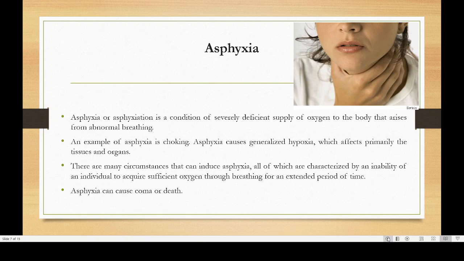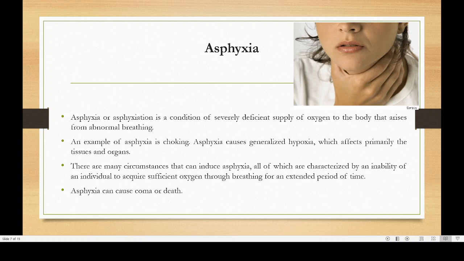What happens is that the front part is the trachea, and if the trachea or windpipe is blocked or pressed, your body or lungs may not be getting enough oxygen. So that situation will be leading to asphyxia, that is severely deficient, too much deficiency in oxygen. So a severely deficient supply of oxygen results in a situation known as asphyxia, and asphyxia generally causes generalized hypoxia, that is affecting the tissues and various organs of your body.